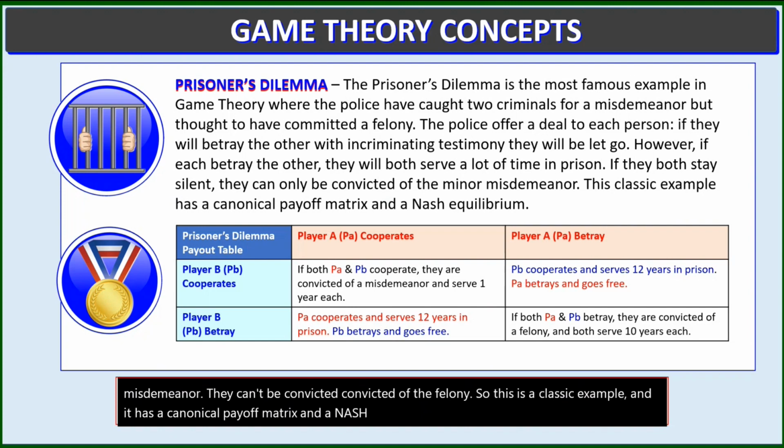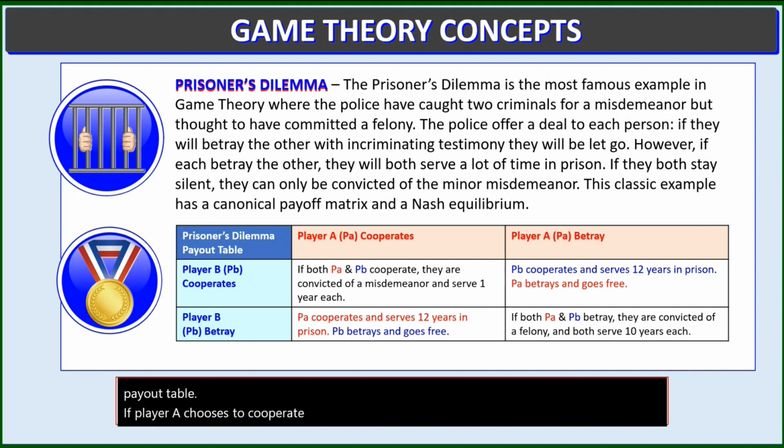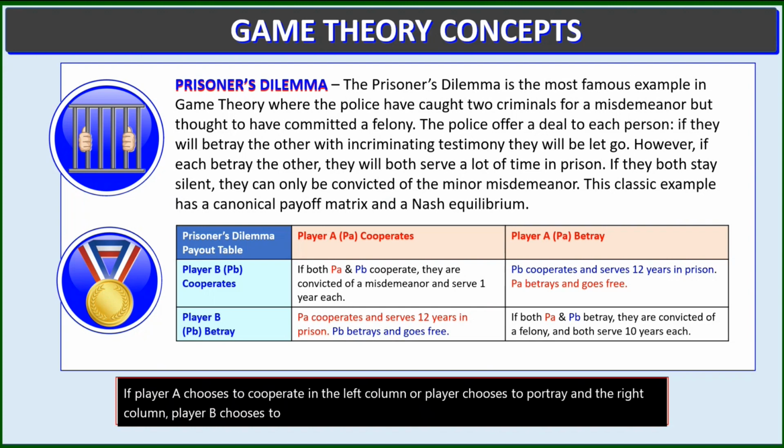So we see here the prisoner's dilemma payout table. If player A chooses to cooperate in the left column, or player A chooses to betray in the right column, player B chooses to cooperate in the first row, or player B chooses to betray in the bottom row.